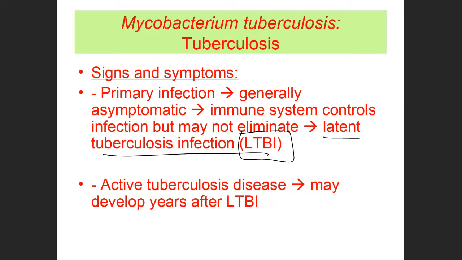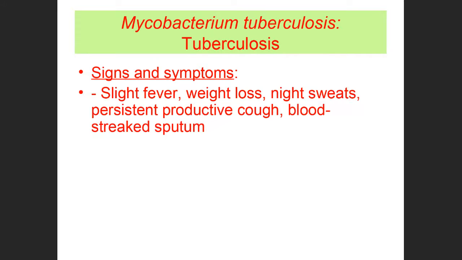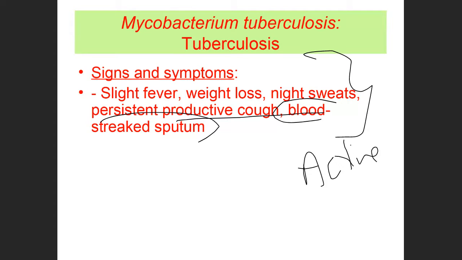Versus active tuberculosis, which may develop from a latent tuberculosis years later. The problem with latent tuberculosis is, yes, you're not having any signs and symptoms and you're not contagious, but the organism is there, and it's just a matter of time before it becomes active. Signs and symptoms are slight fever, weight loss, night sweats, and a persistent productive cough, sometimes with blood-streaked sputum. These are the signs and symptoms of an active infection.